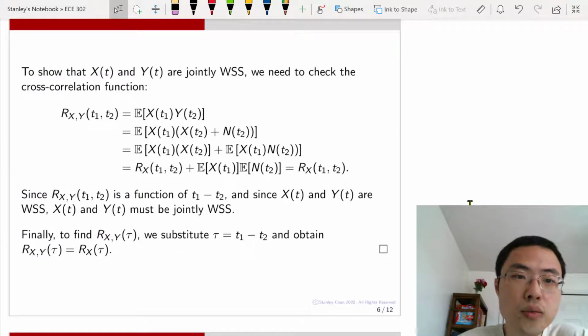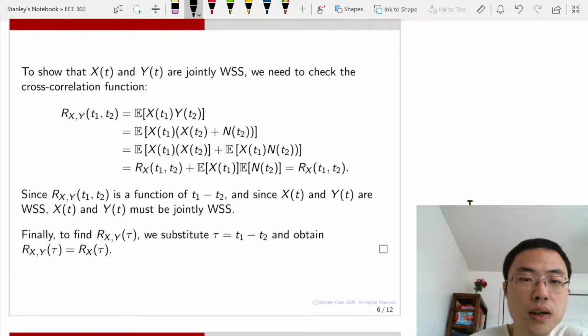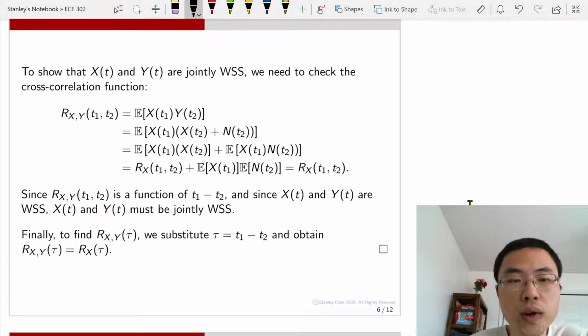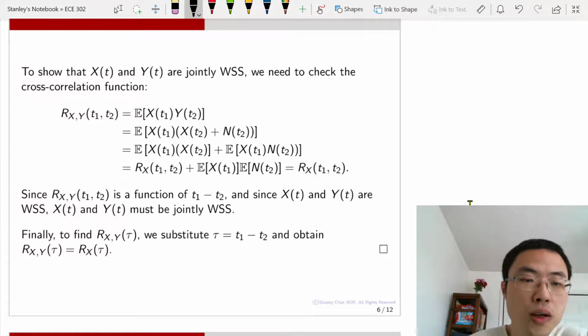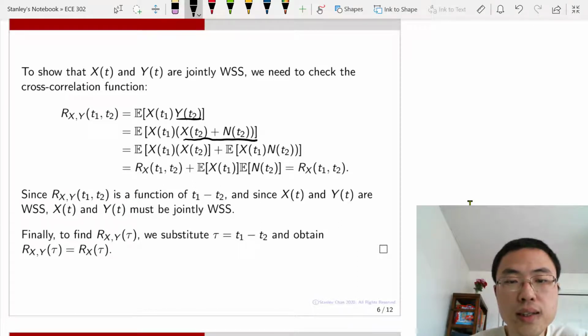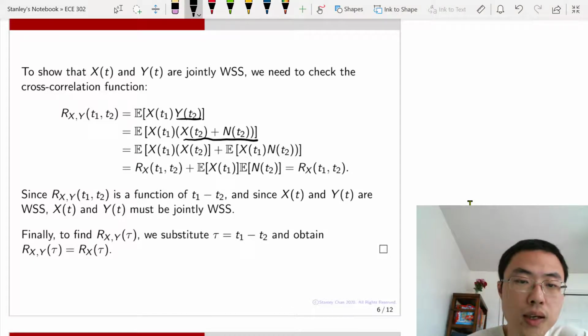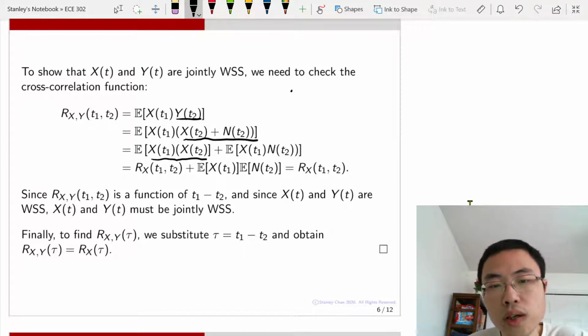To show that x and y are jointly wide-sense stationary, we can check the cross-correlation function. The cross-correlation function is defined as the expectation of x times y, where x is evaluated at t1 and y is evaluated at t2. So what do we have? Well, we can expand y at t2 as x at t2 plus n at t2, and then we can multiply them out. Then we will have the expectation of x at t1 and x at t2, and then the expectation of x at t1 and n at t2.